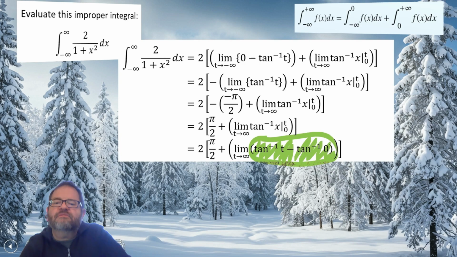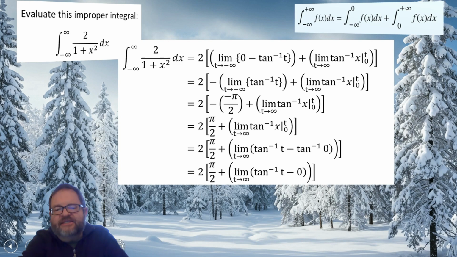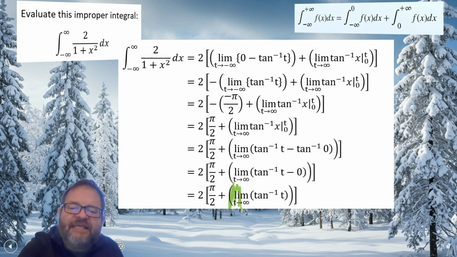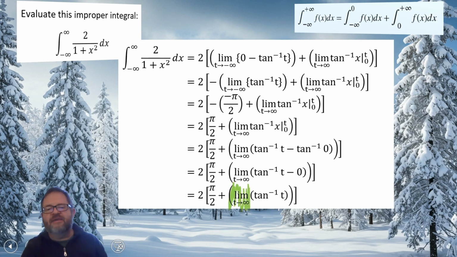Inverse tangent of 0, once again, is 0, so we get to subtract 0. Yay, that's great. We've got the limit as t goes to positive infinity of the inverse tangent of t.